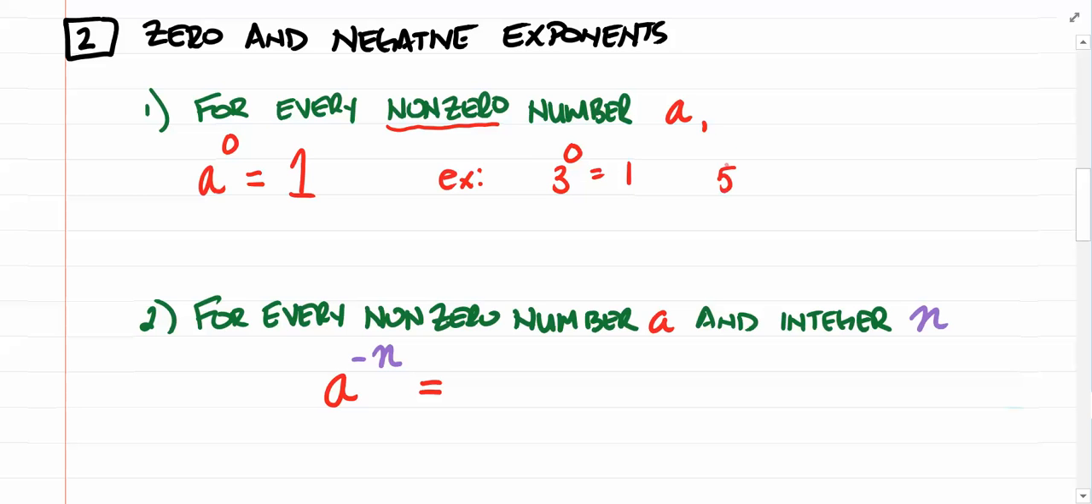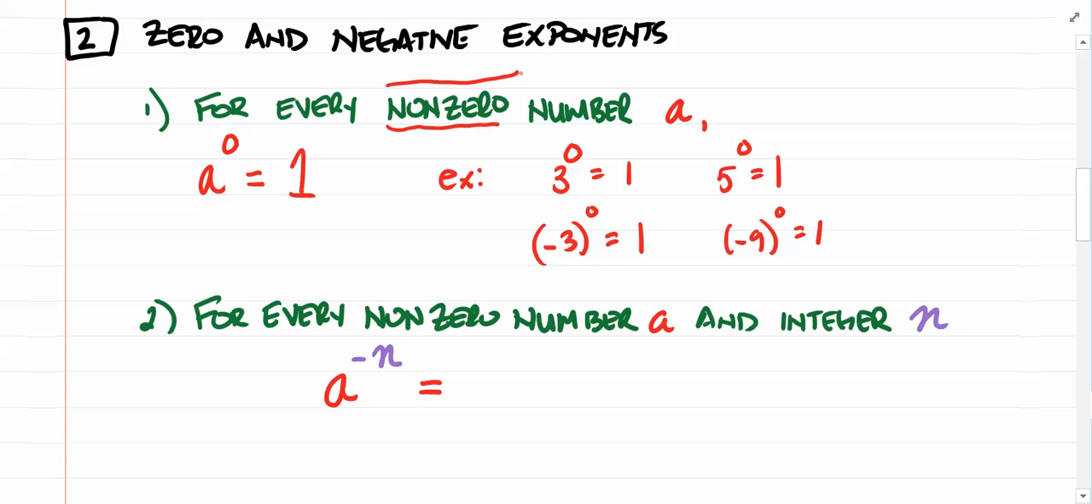If I take the number 5 and I raise it to the power of 0, it's also the number 1. If I take the number negative 3 and I raise it to the power of 0, I get 1. If I take the number negative 9 and I raise it to the power of 0, I get 1. Any non-zero number raised to the power of 0 is going to give me 1. Okay, what about negatives then?